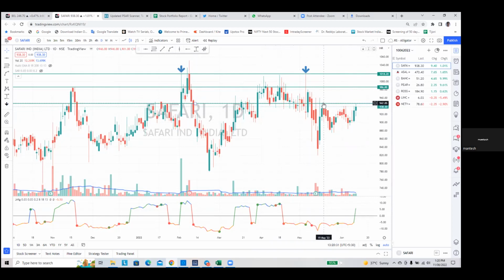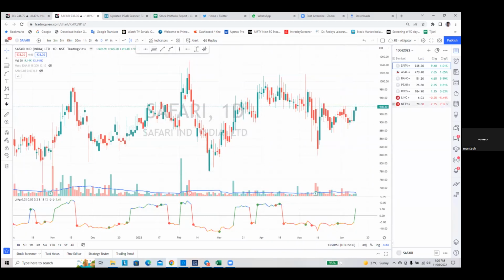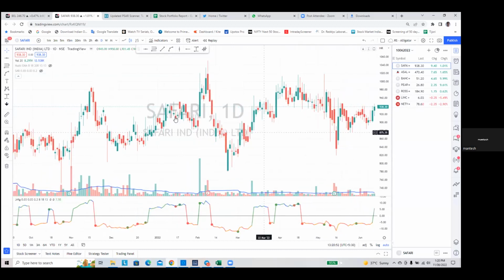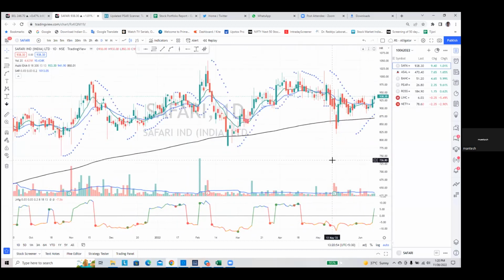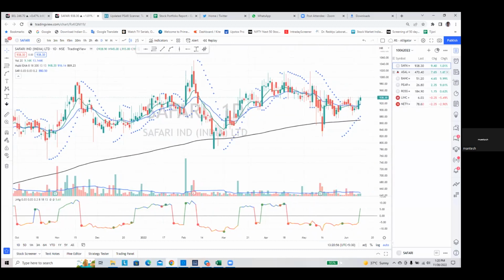So you can just go ahead and put your GTT order at 950. If the price crosses 950, your first GTT order will be triggered, and then it's not a problem for you. You don't need to look at the chart every time to see what's happening and what's not. So this is one good setup I can see for Monday. I will keep this stock in my watch list.